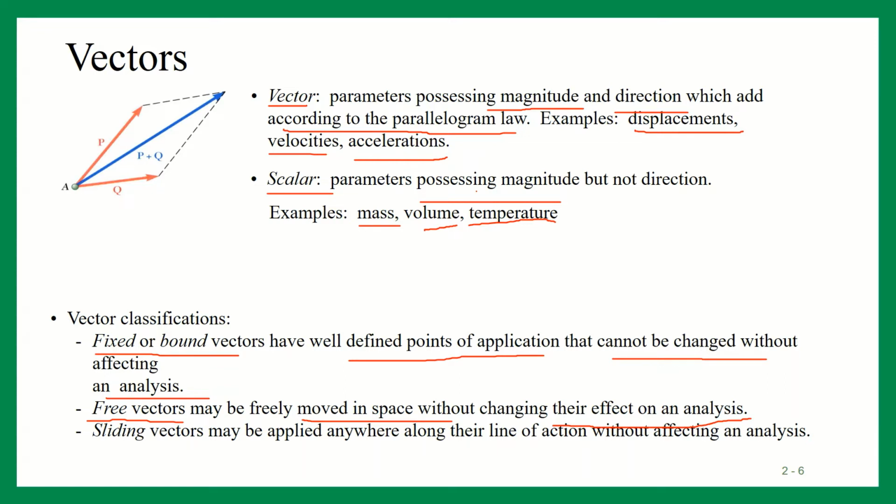Then there are free vectors that can be freely moved in space without changing their effect on an analysis. So free vectors are those vectors that you can move along the line of action, or in a space. You can also move in a space, and there will be no effect of those vectors in the analysis.